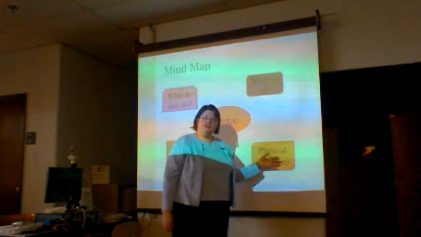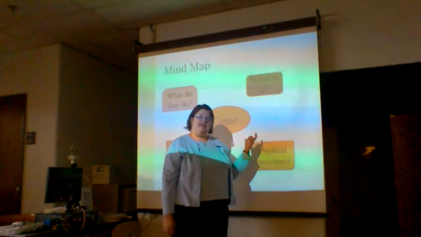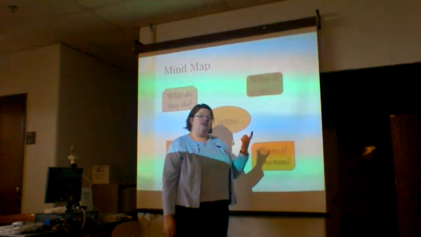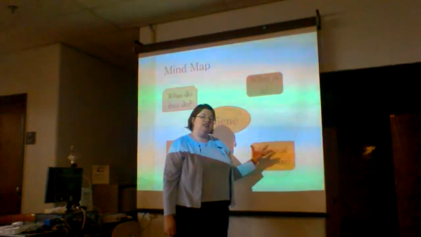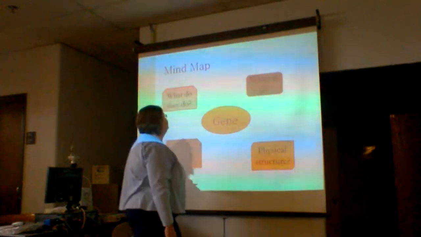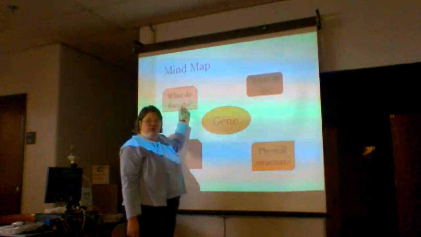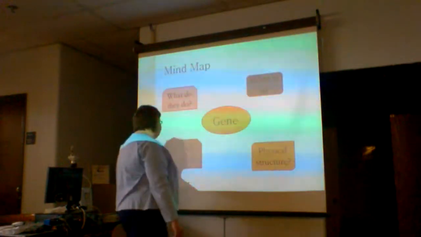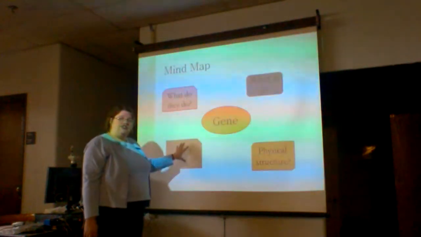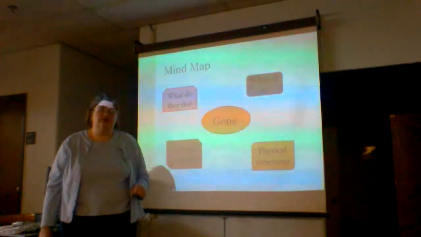What is their physical structure? We talked about the DNA. Then later we looked at a chromosome. So how are genes physically found in the cell? What do they do? We talked about how they direct protein synthesis and talked about protein folding. How are they passed from generation to generation?